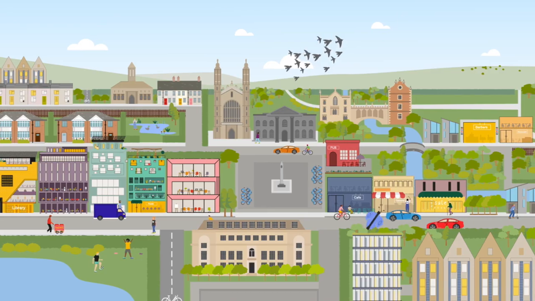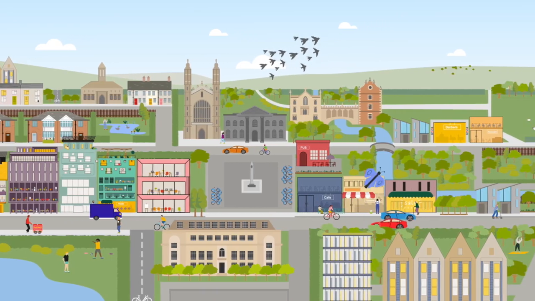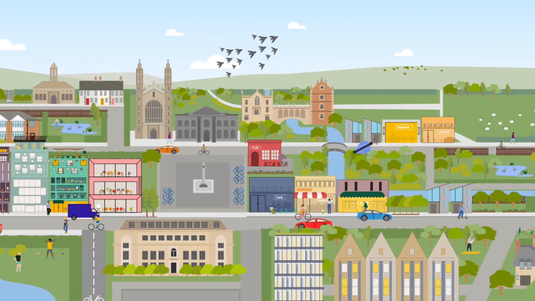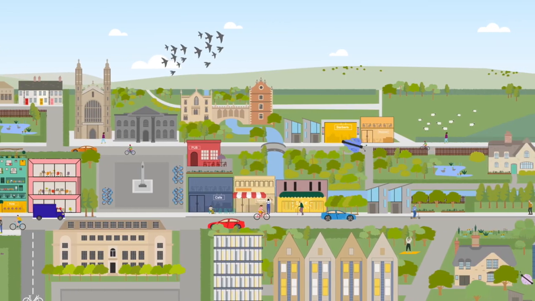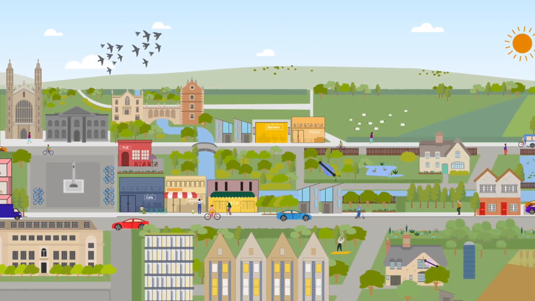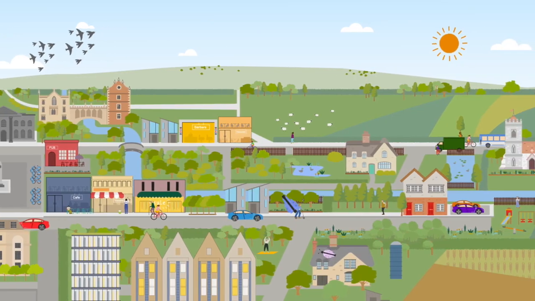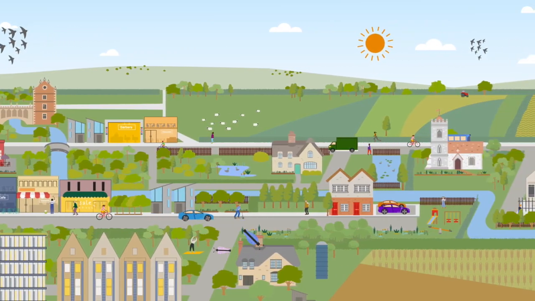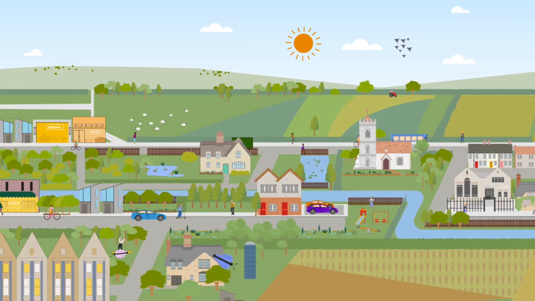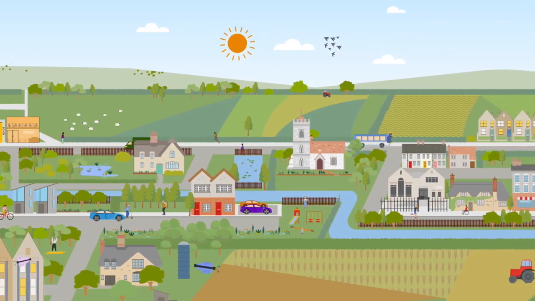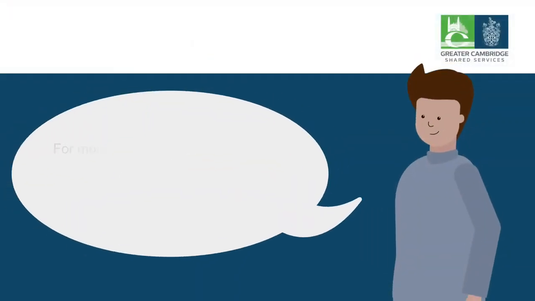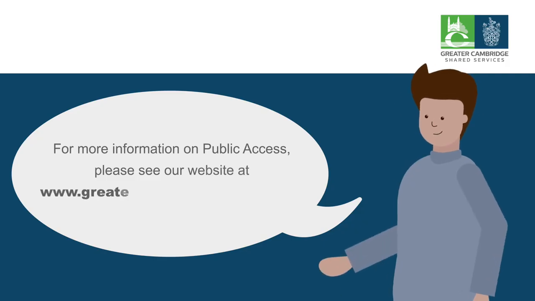To recap, please use our Public Access service for real-time information on planning applications in the Greater Cambridge area. Sign up to make comments, keep up to date with new applications, and please remember our simple rules around what you can and cannot say on a planning application. Visit our website and click on View and Comment on planning applications.